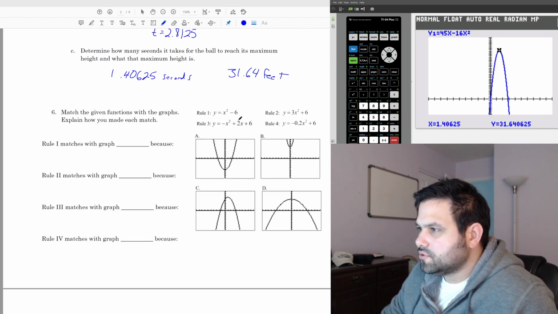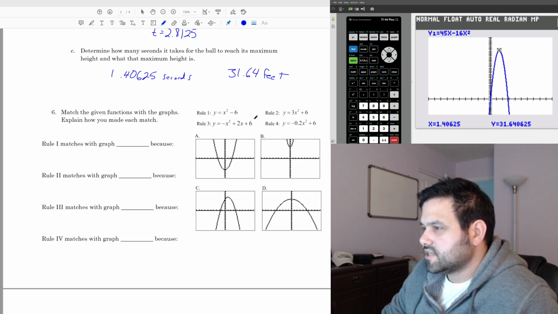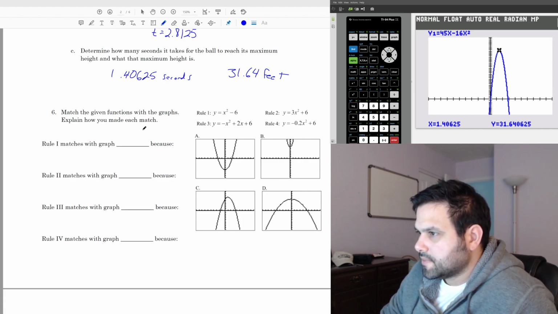So looking at these rules, we have a couple different things to notice. I noticed 3 of them have a y-intercept of positive 6, and one of them has negative 6. So the rule 1 is going to be the only one with a y-intercept of negative 6. So that's A. Negative 6 y-intercept.